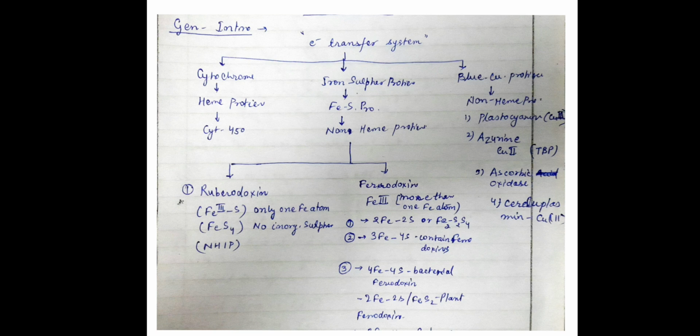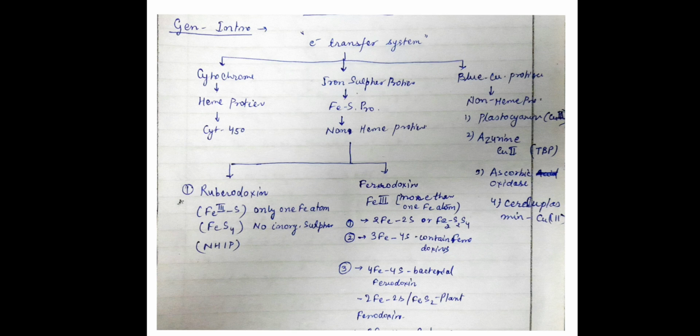Cytochromes are of three types. You can see here they are divided into three types. First is cytochrome, second is iron sulfur protein and third is blue copper protein. Cytochromes are also called heme proteins because they have a heme group. Cytochrome P450 is found in this group. Second is iron sulfur protein, having Fe and S both in this cytochrome. So it is called iron sulfur protein, also called non-heme protein. It doesn't have a heme group.